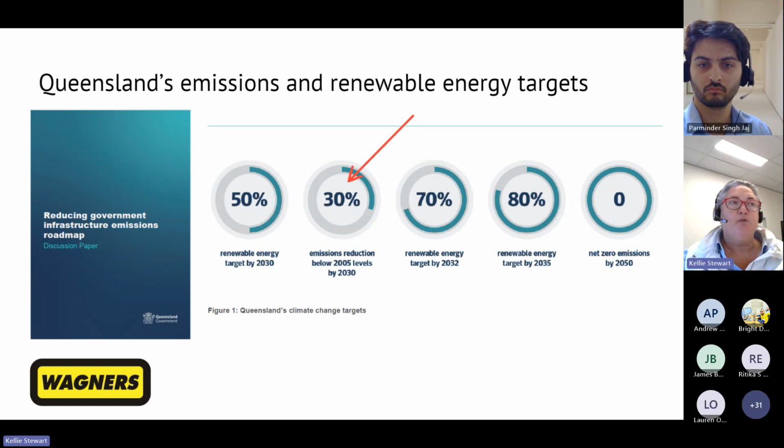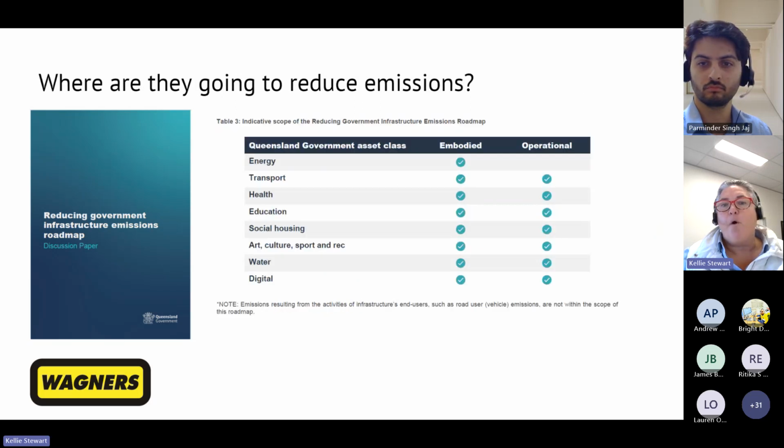Like all states and territories, we're just going to use Queensland as an example. Queensland has set a range of emissions and renewable energy targets, including a 30% emissions reduction below 2005 levels by 2030. The indicative scope of where reductions in Queensland government infrastructure emissions will be applied include energy, transport, health, education, social housing, art, culture, sport and recreation, water and digital sectors.